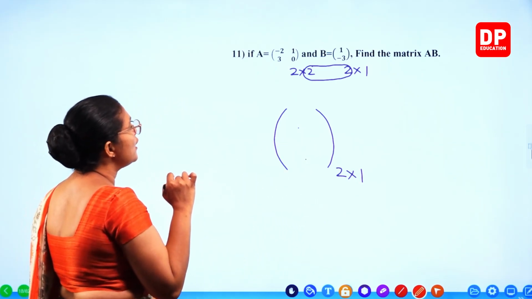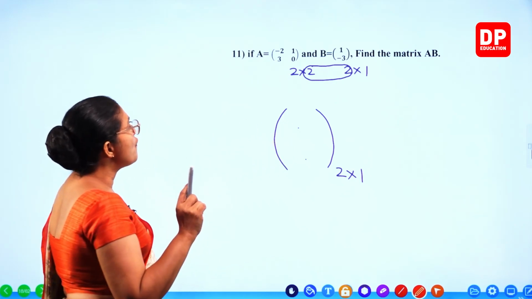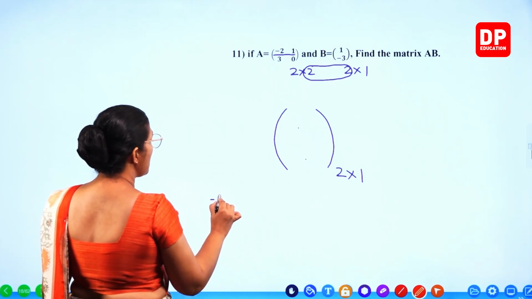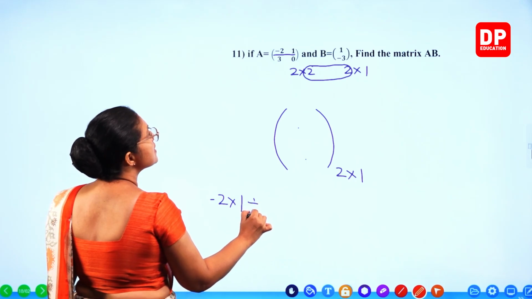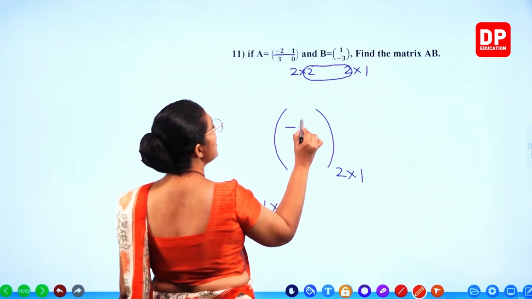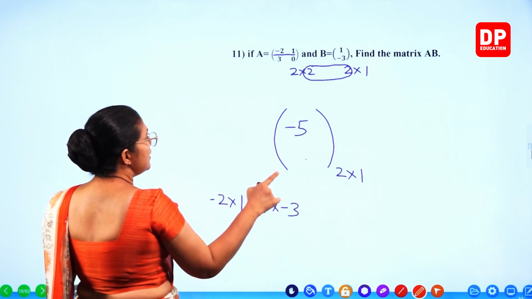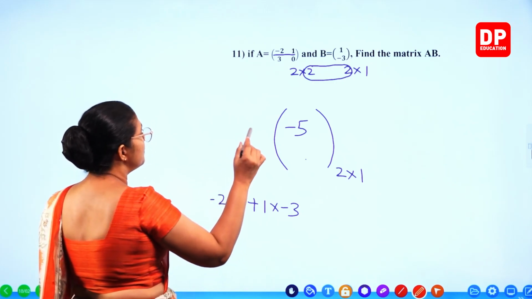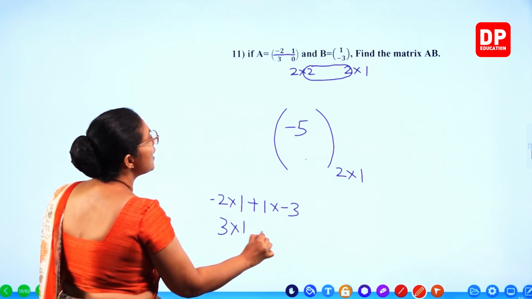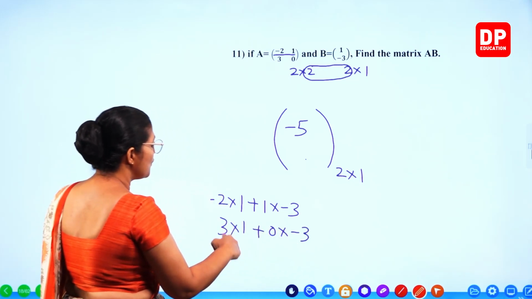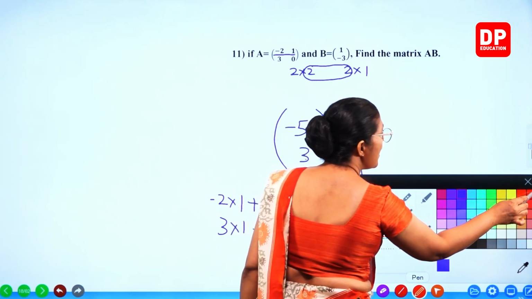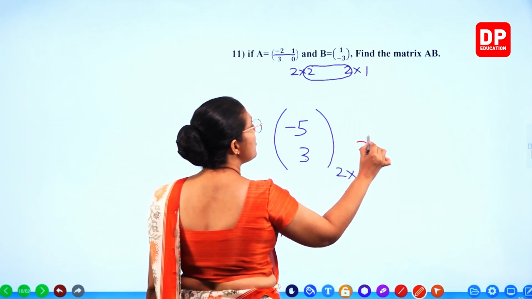How do you find these two values? This first one is first row, first column value. So you have to multiply first row with first column. Minus 2 times 1 plus 1 times minus 3. Minus 2 and minus 3, you get minus 5. Then the second one is second row, first column. 3, 0 with 1 and minus 3. So 3 times 1 plus 0 times minus 3. So you get 3 there. So the resulting matrix is minus 5 and 3. So you get 2 marks for that.